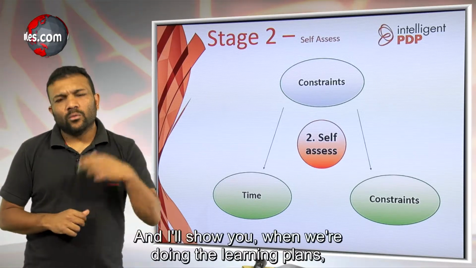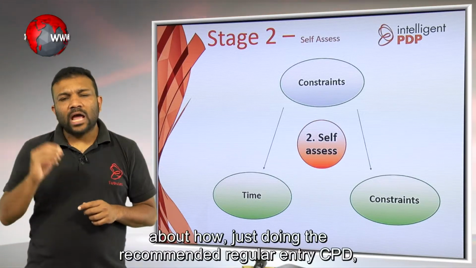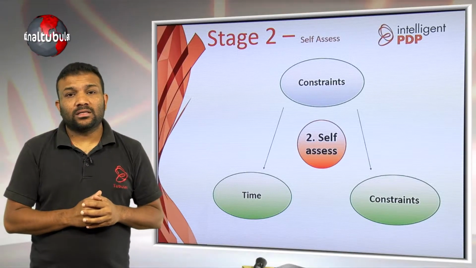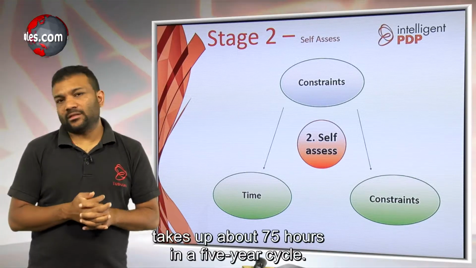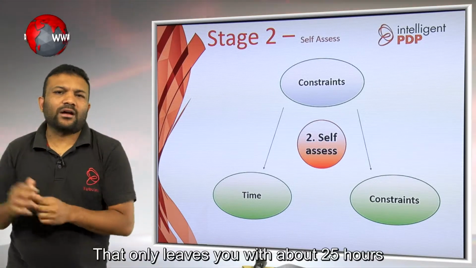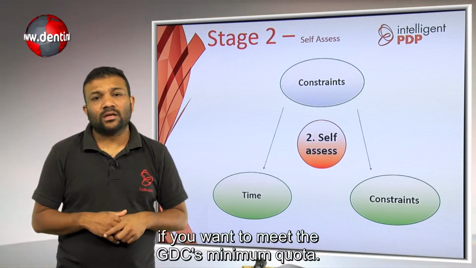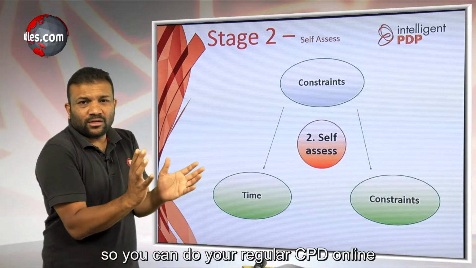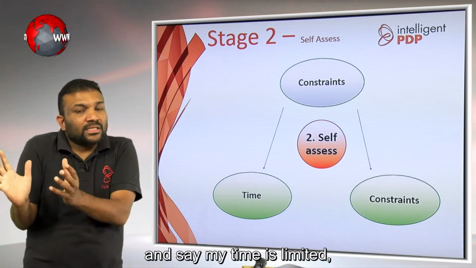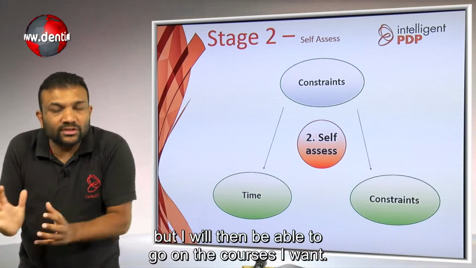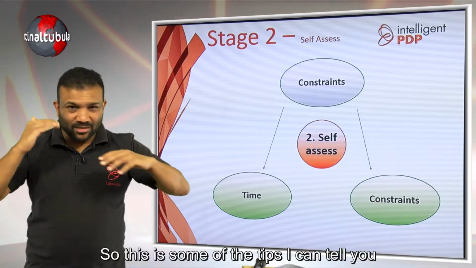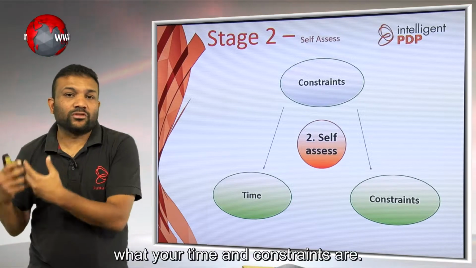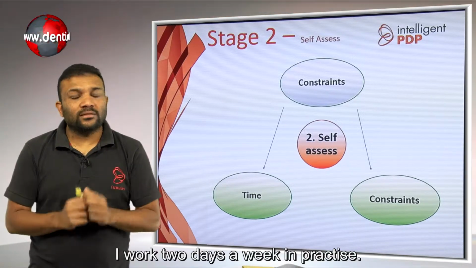Now I'll show you when we're doing the learning plans about how just doing the recommended regulatory CPD takes up about 75 hours in a 5-year cycle. It only leaves you with about 25 hours if you want to meet the GDC's minimum quota. But it means you've got limited time. So you can do your regulatory CPD online and say my time is limited, but I will then be able to go on the courses I want. So these are some of the tips I can tell you about the constraints area, but you fill it in. You tell us what your time and constraints are. I work 2 days a week in practice.